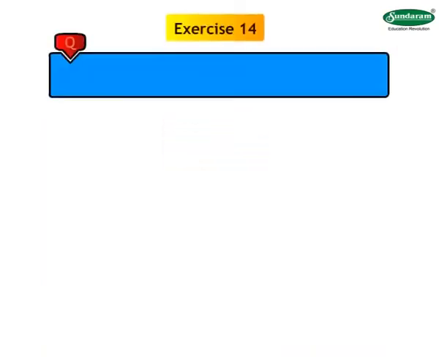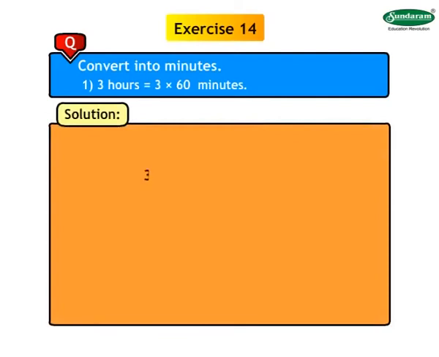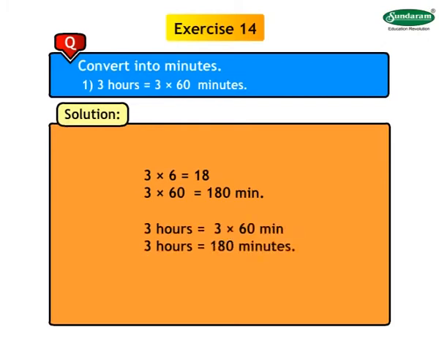Let us solve more examples from exercise 14. Convert into minutes. 1. 3 hours is equal to 3 into 60 minutes. Solution. 3 into 6 is equal to 18. Therefore, 3 into 60 is equal to 180. As we placed 0 of 60 next to the product of 3 into 6, thus 3 hours is equal to 3 into 60 minutes is equal to 180 minutes.